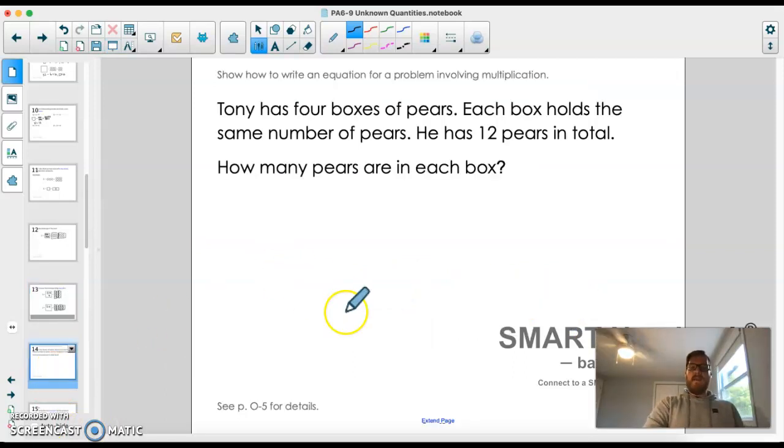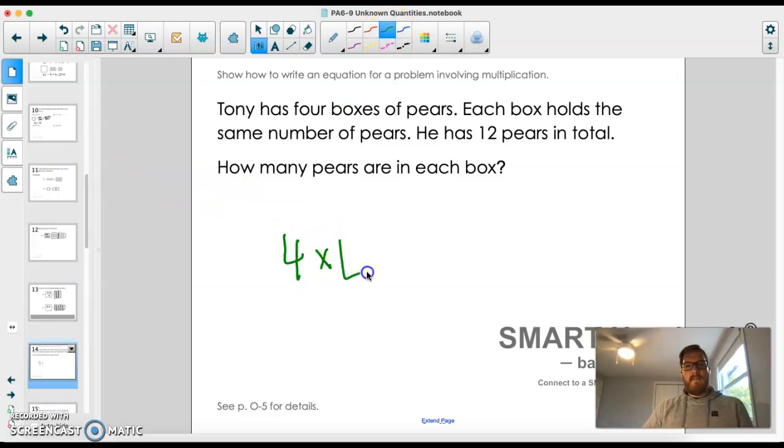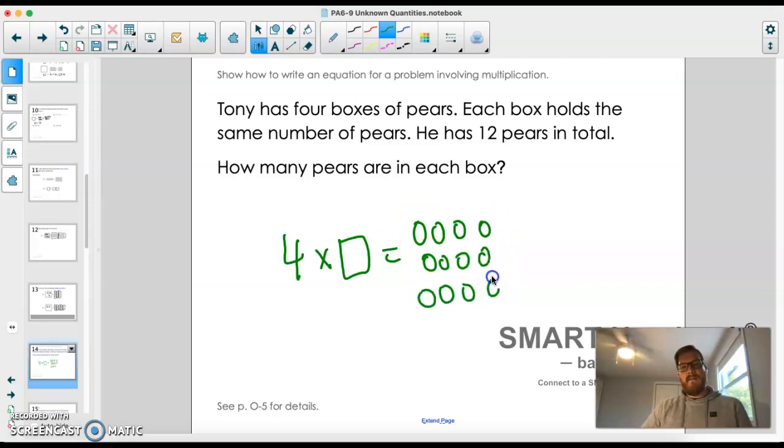Okay, and again, you can write multiplication equations from word problems. Say that Tony has 4 boxes of pears, each box holds the same number of pears, and he has 12 in total. And so to write that out, it would be 4 times an unknown equals 1, 2, 3, 4, 5, 6, 7, 8, 9, 10, 11, 12. And then we can see that in one of those boxes, if I draw one circle around here, I would get 3.